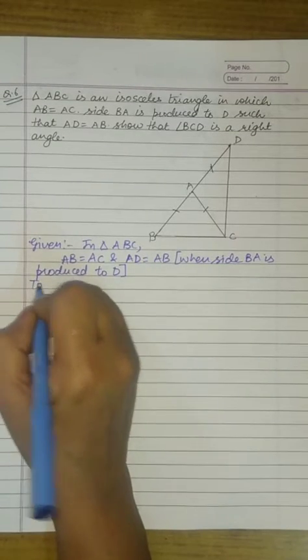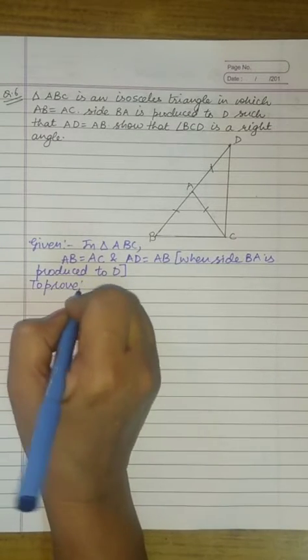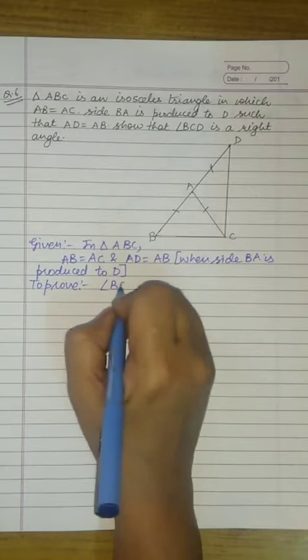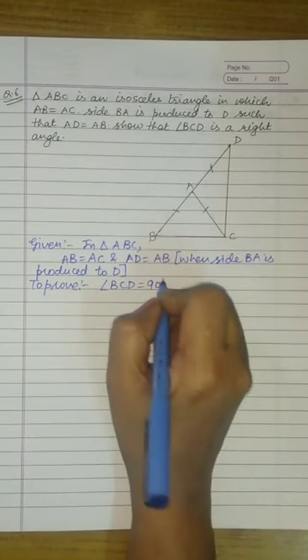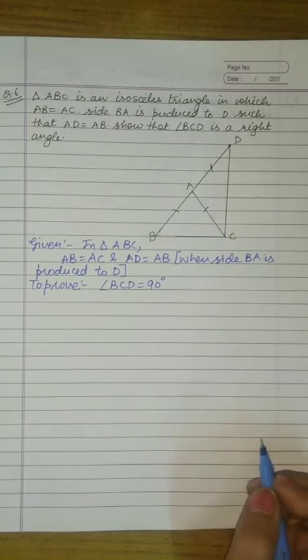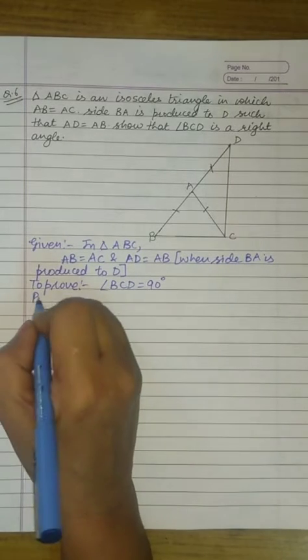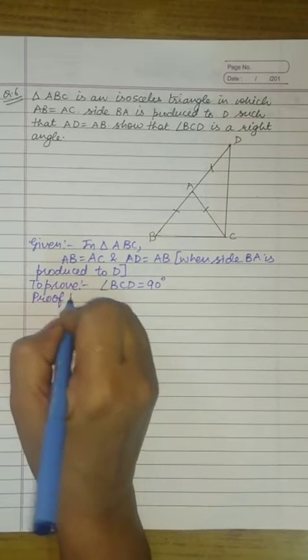Now what we have to prove? We have to prove angle BCD is equal to 90 degrees. That is, angle BCD is a right angle. So how are we going to prove it?